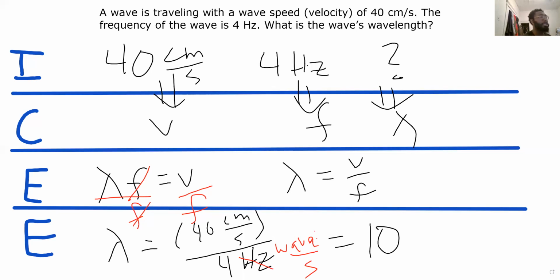Now, because I have seconds appearing in the numerator and the denominator, just like when I saw frequency in the numerator and the denominator up top, I'm going to cancel out my seconds, because when you see the same thing appear in the numerator and the denominator, you can cancel it out. The units I have left are centimeters per wave. Now remember, just like in all the previous problems, when we see wave in the denominator, it's not actually there.